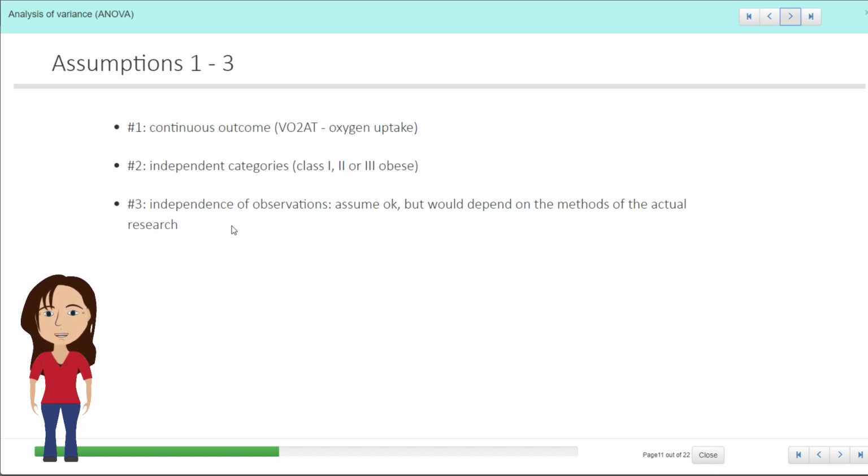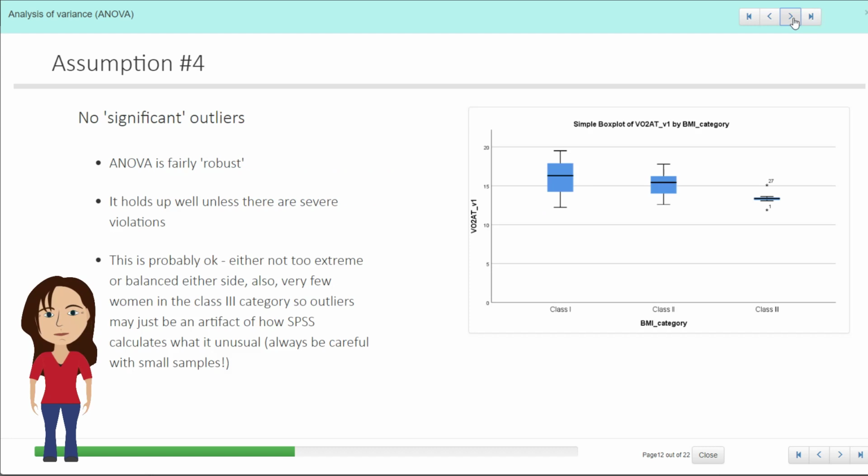She's either in class 1, class 2 or class 3. I'm going to assume that the experiment was designed well and that we have independence of observations, and we would have to read the actual methods of the paper to validate this. We can't test that with SPSS.